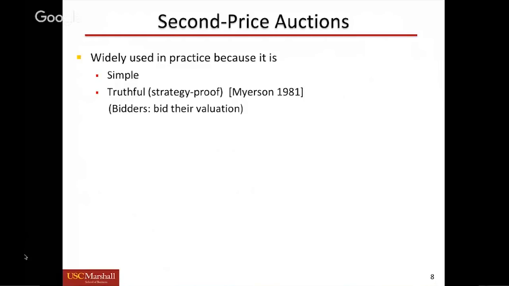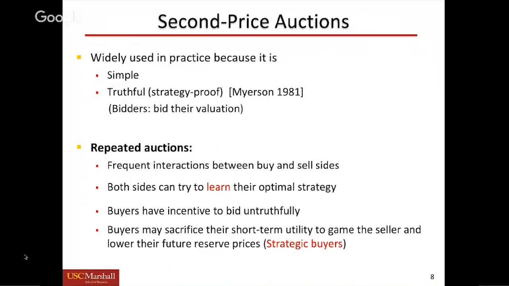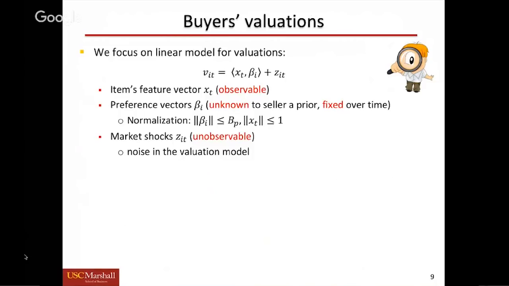Now, second price auctions are widely used because first, they are very simple, and second, they are truthful. So one dominant strategy is that everyone just bids their valuation, and there's no incentive to deviate from that. But when you look at this problem over multiple rounds, when you have repeated interaction, then the second price auction is not truthful anymore. So it might be the case that the buyers want to sacrifice their short-term utility in order to game the seller and get lower prices in the future. Okay, so this is the main challenge that exists in repeated auctions. So that was the first part of the model.